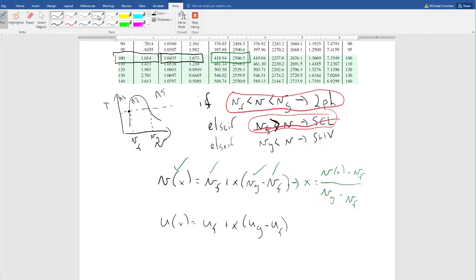At the beginning of the problem, we couldn't have jumped to this because we didn't know x. So we use the quality equation with specific volume to find x, and then we put that value into this equation and use it to find u.